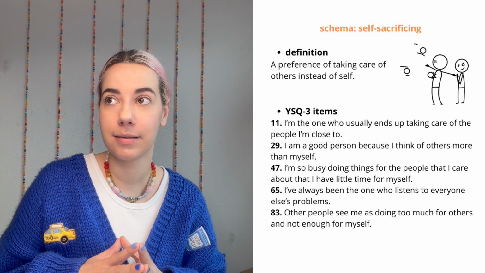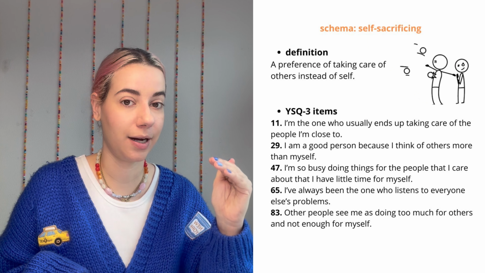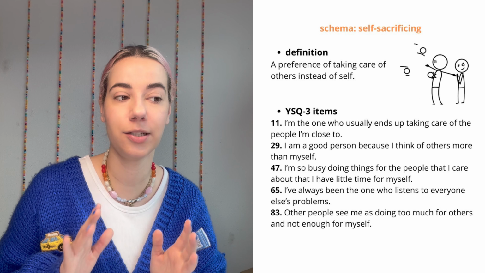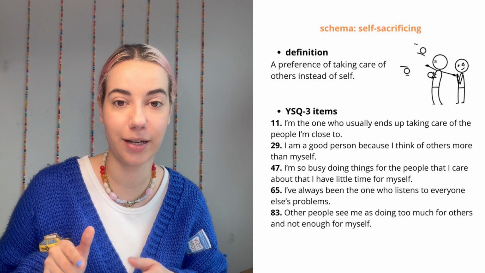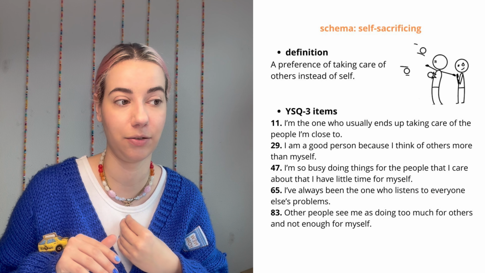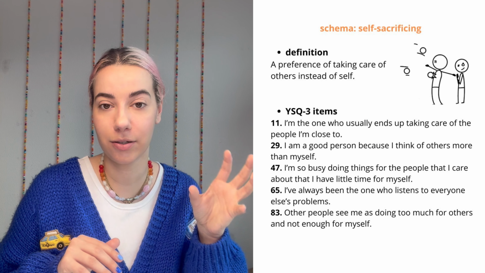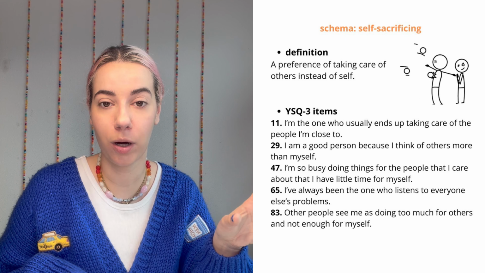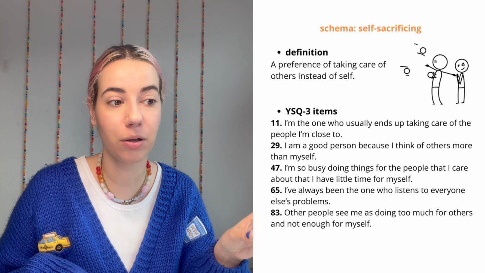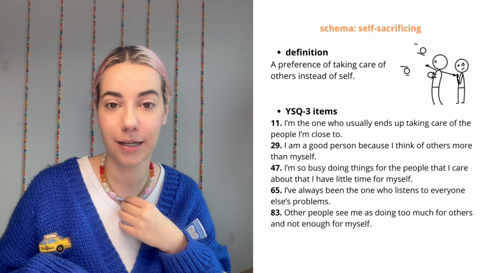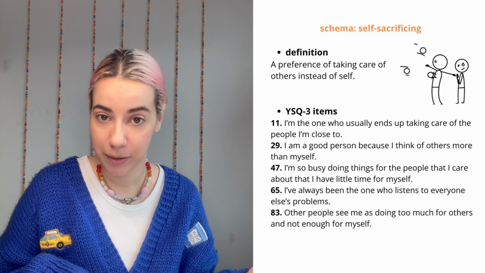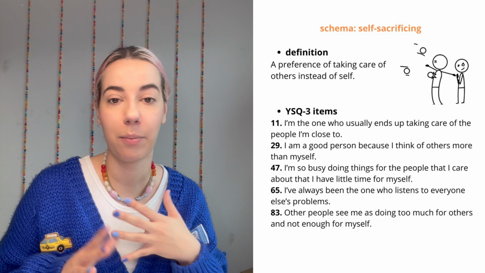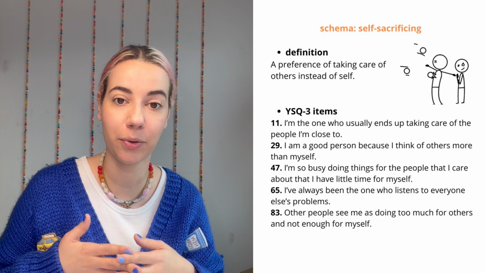I think that this schema often comes out quite high in a lot of clients. And this basically, in the definition, means that there is a preference to take care of other people instead of the self. And the Young Schema questionnaire measured this with items such as, I'm the only one who ends up taking care of other people. I'm a good person because I take care so much of other people. Other people see me as that I'm doing too much for others instead of myself. I'm always the one who listens to other people.